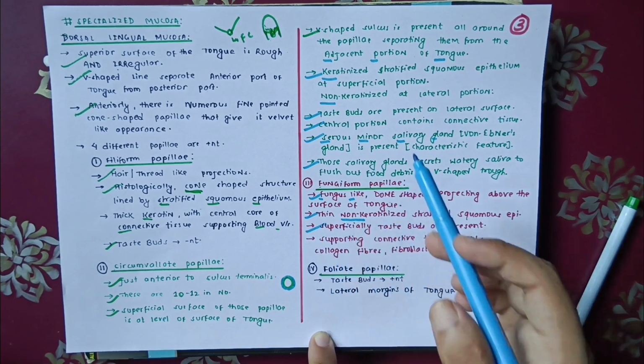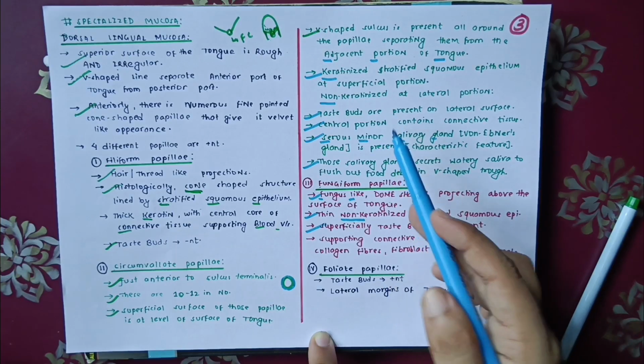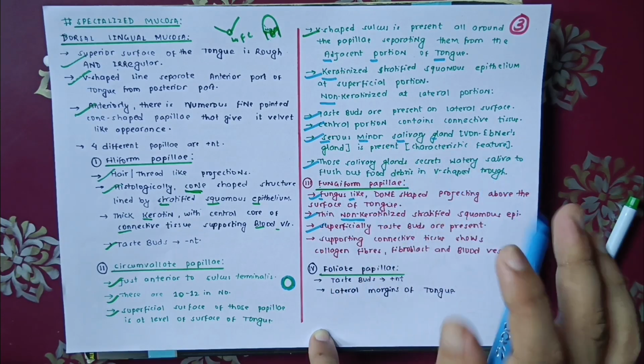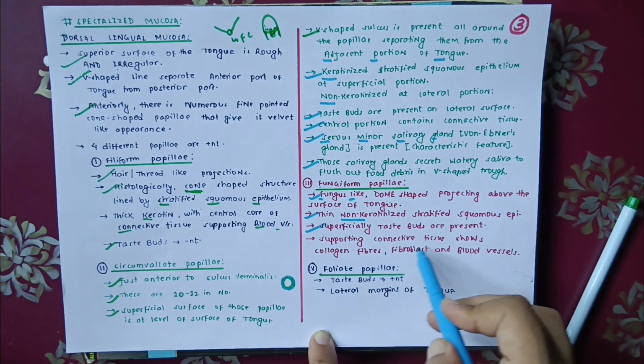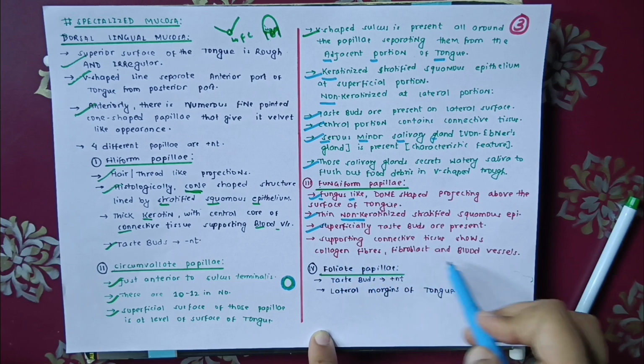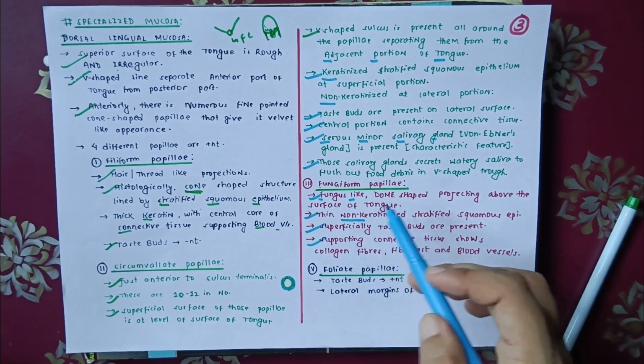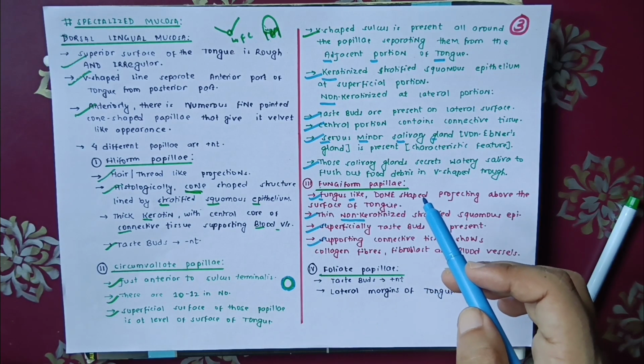But they were not present on the circumvallate papillae's surface; there they were present laterally. So you should compare like that and you can remember it for a longer period. And the supporting connective tissue shows collagen fibers, fibroblasts, and blood vessels. So it is easy to understand this fungiform papillae.